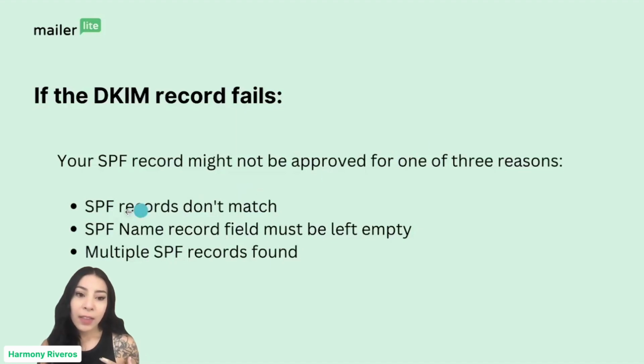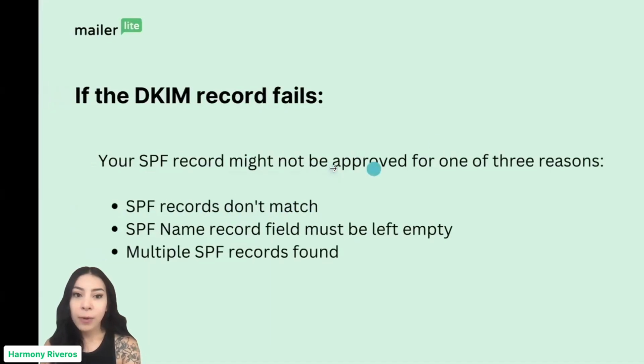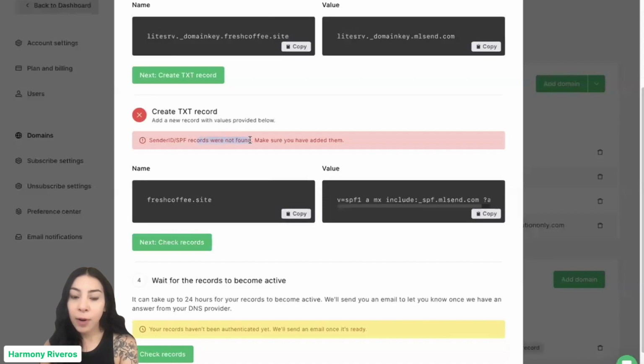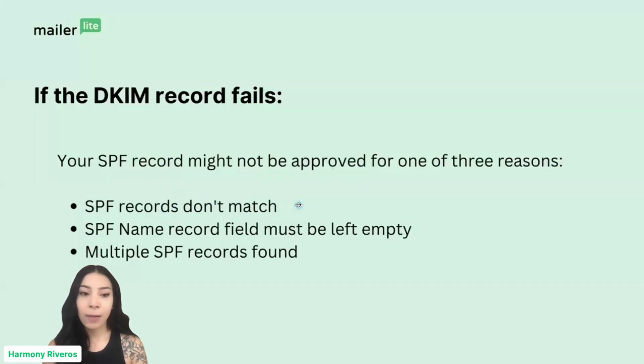The first one is that the records don't match. And this is why you would most likely see this error, not found. It might mean that it didn't match. So that could mean that the record was not entered exactly as it's shown here. Make sure you're copying exactly as it allows you to here, and then pasting it right into your hosting provider. Otherwise, it could mean that the records don't match. There could be an extra space. There could be something slightly off. For some reason, it doesn't match. So you want to make sure that you're copying and pasting exactly as it's shown in MailerLite.